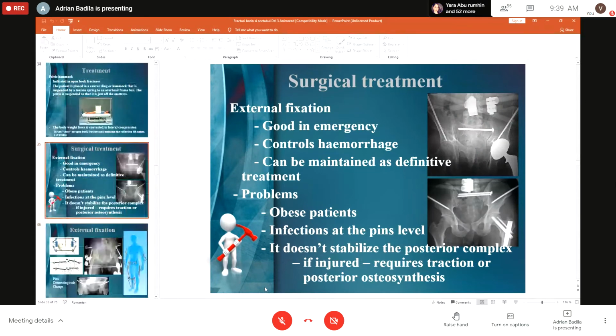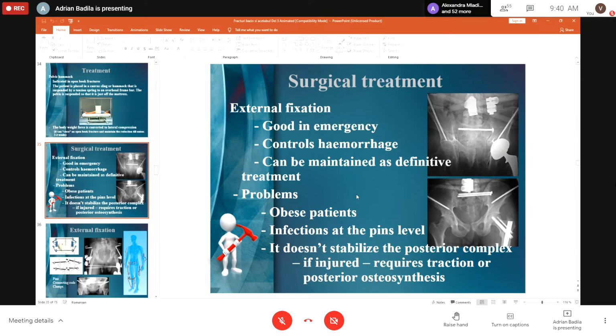The external fixation, it's a good method of fixation in emergency. It will control the hemorrhage because we immobilize the bone fragments. In some cases, it can be maintained as definitive treatment. We have here an example. This is the external fixator with the rods in the pelvic bones. These are the connectors, and here we have carbon fiber rods.